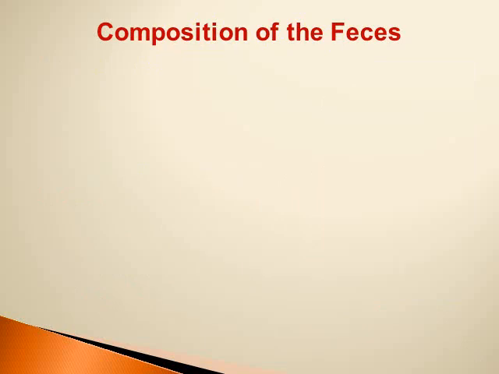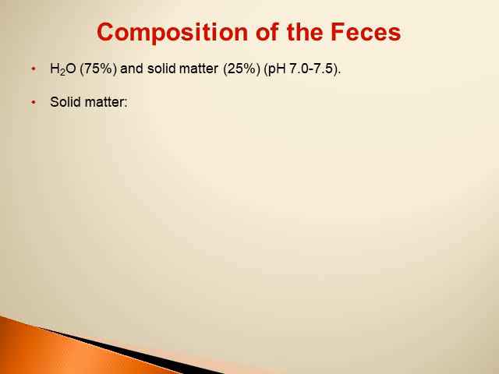What is the composition of feces? Though the majority of fecal material seems to be solid or semi-solid, it contains water. 75% of the fecal material is water and 25% is solid matter. The pH of fecal material is slightly alkaline, between 7 and 7.5.